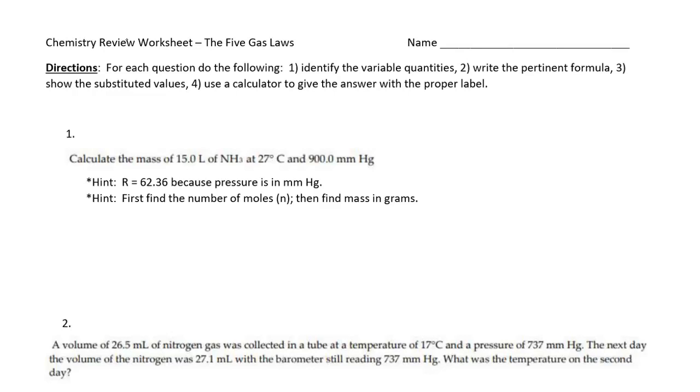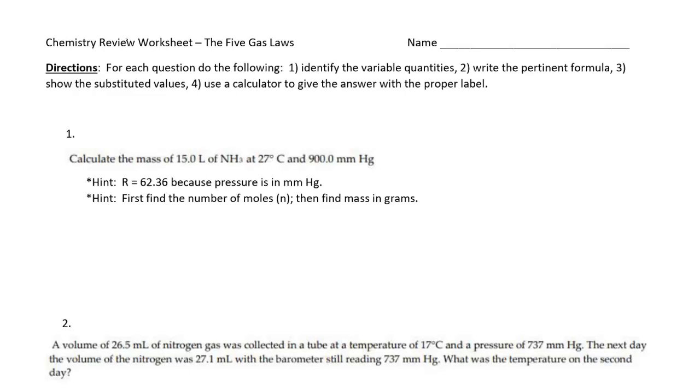Read the question once to get a sense of what it's about. Then read the question again, and the second time you read it, identify any important information. Question 1. Calculate the mass of 15.0 liters of NH3 at 27 degrees Celsius and 900 millimeters of mercury. NH3 is ammonia. I'm going to assume it's ammonia gas because of the lesson that we're working on.